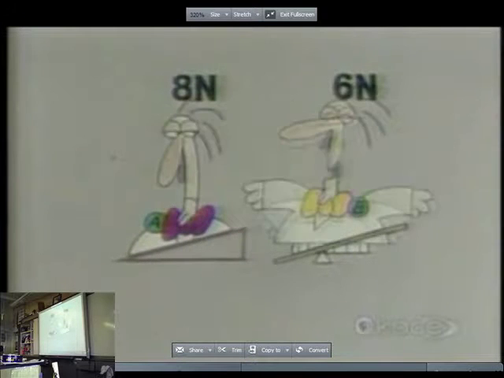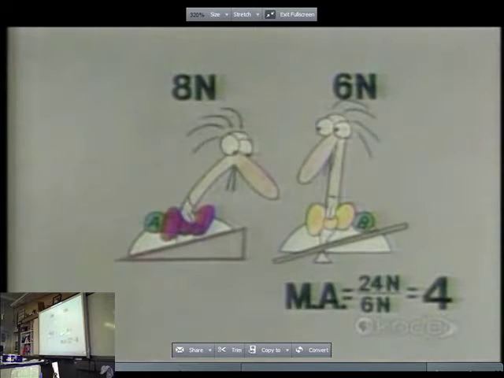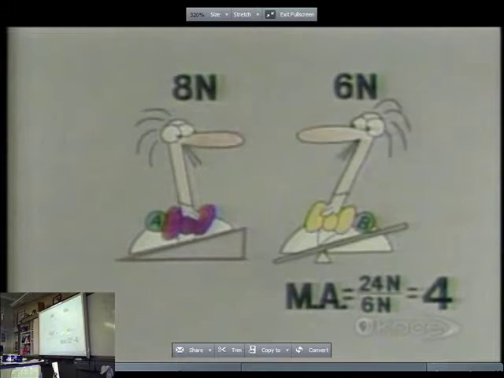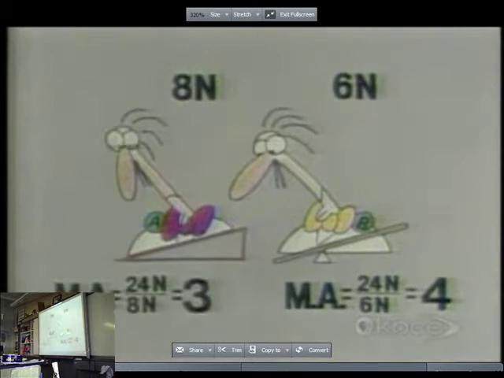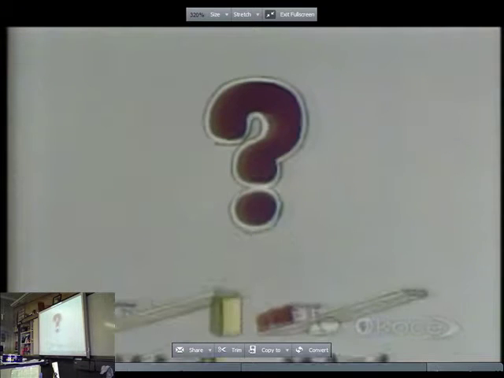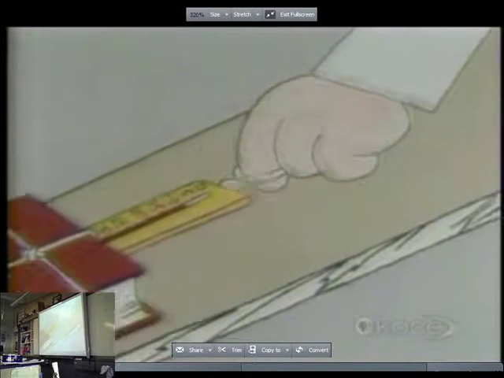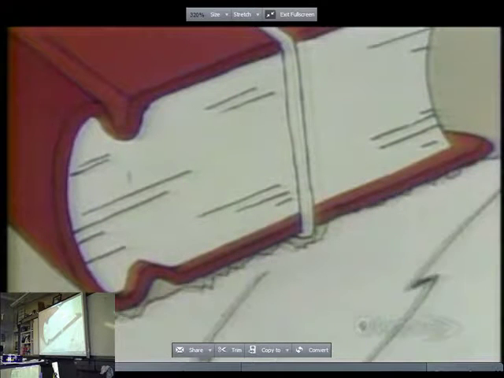Professor B is still the winner with a force of only 6 newtons, thanks to the mechanical advantage of 4 given him by his lever. Whereas with Professor A's inclined plane, we see that he has a mechanical advantage of only 3. Why is this? Why did the inclined plane have less mechanical advantage than the lever? Because of something we've forgotten about till now, the force of friction.